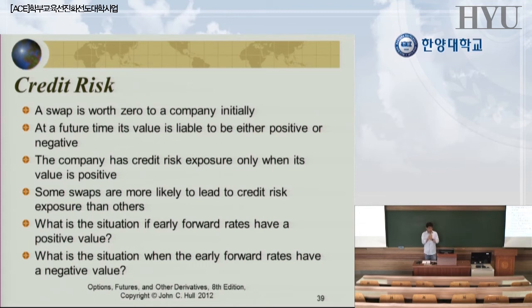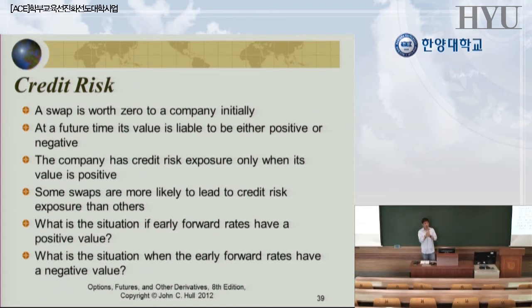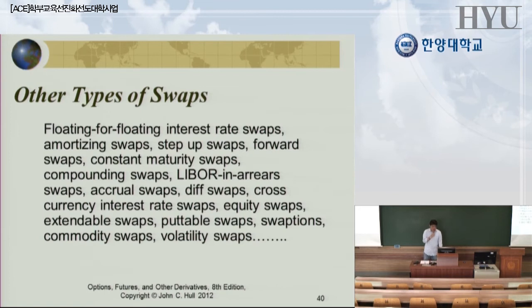What is the situation if the forward rates have a positive value? And what is the situation when the forward rates have a negative value? And finally, there are other types of swaps that it briefly explains, but I do not think it's that important.